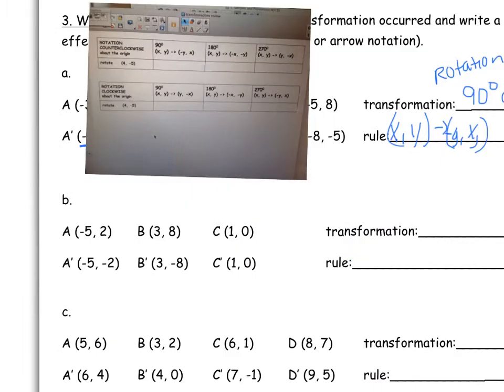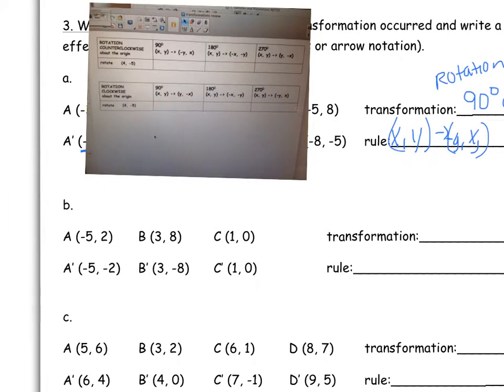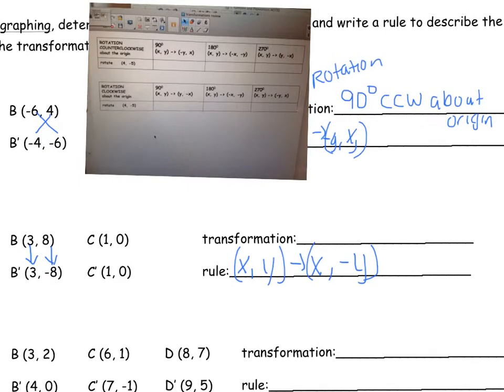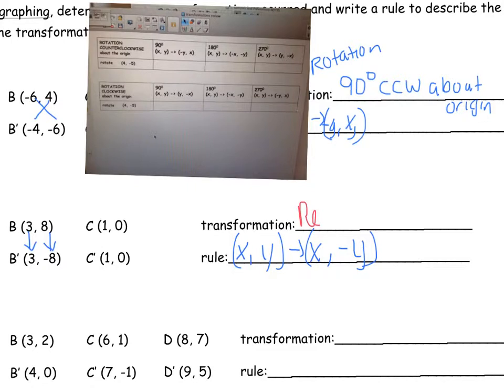All right, next one. What I am seeing here is that the x stays the same and the y becomes the opposite. So I write the rule first. The x is staying the same and the y is becoming the opposite. The one, and I have this one memorized, and it's true with all of them, the one where the x stays the same is where we are reflecting over the x-axis. X stays the same, it reflects over the x-axis.